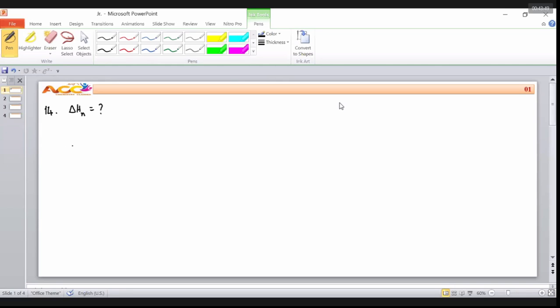What is the data given to you? 200 ml of 1 molar HCl is mixed with 400 ml of 0.5 molar NaOH. ठीक है?